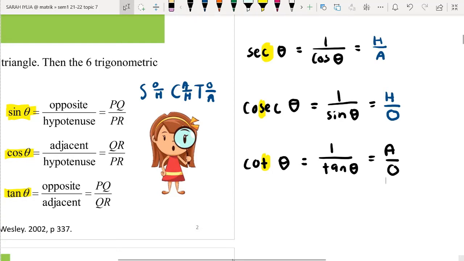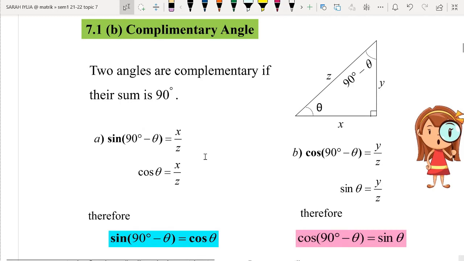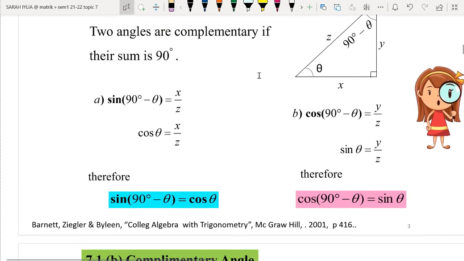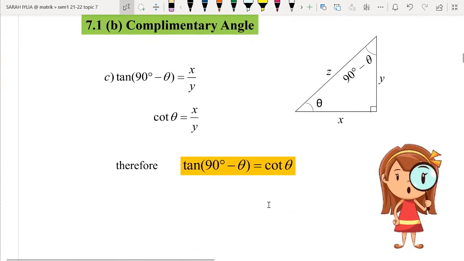Okay, moving on to the next one. We have complementary angles. I believe all of you still remember this. It's based on our right angle triangle. Sine of 90 minus theta equals cos theta. The other way around, cos of 90 minus theta equals sine theta. And tangent of 90 minus theta equals cotangent theta.